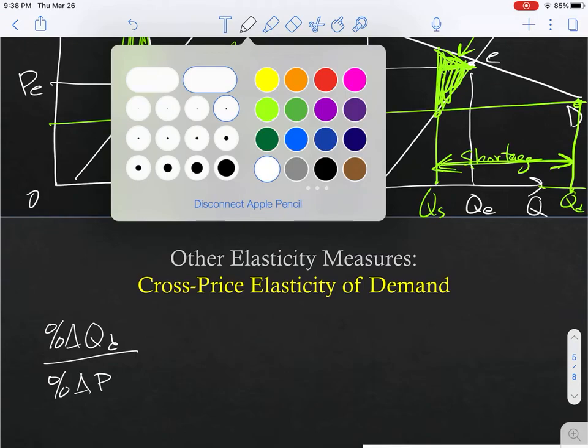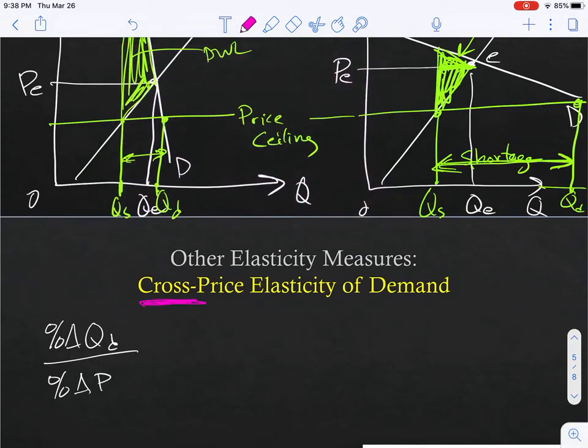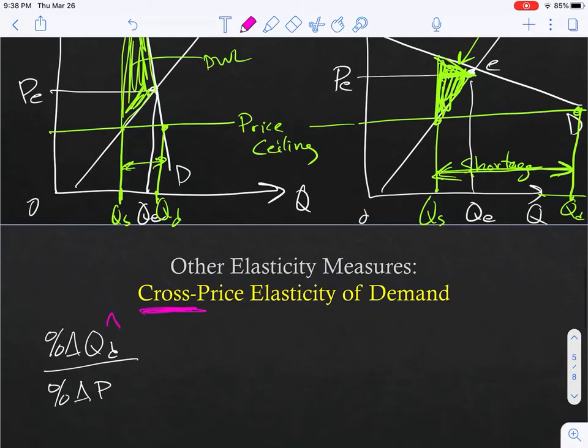And the thing that's different when we talk about cross price elasticity of demand, because price elasticity of demand we already have, is that we look at two different goods. So this is supposed to be an A. Let me try writing that again a little bit neater.